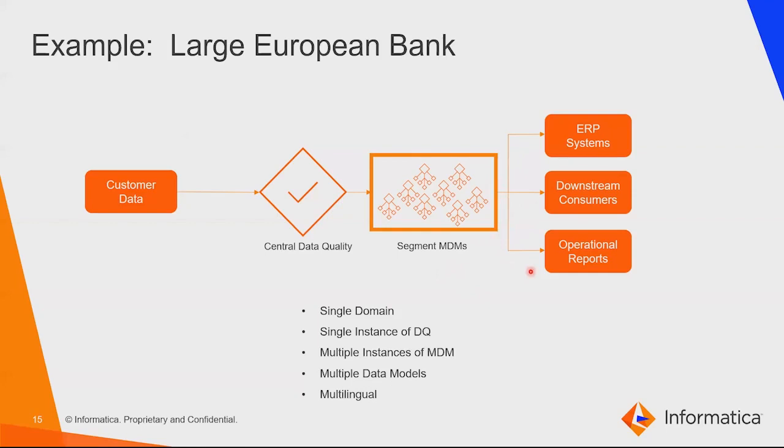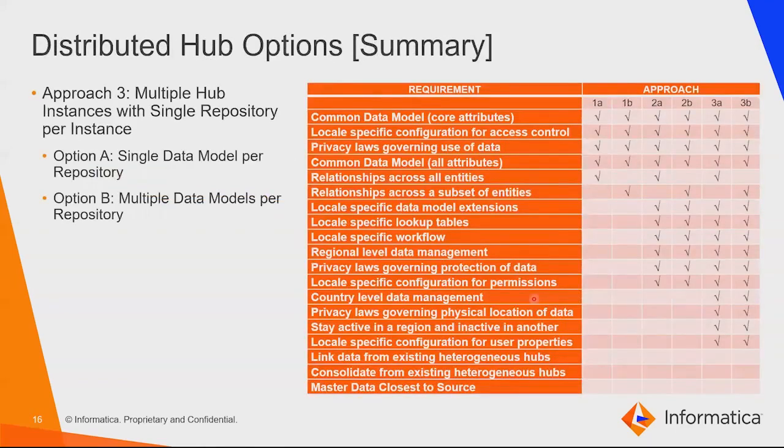So this is an example, but just to summarize these two options with respect to the use cases, requirements, and their approaches, let's go over again. And this time we are going to look at all the approaches right from the first option till now. So in this particular approach, we are having a single repository, but we can have multiple hub instances. And within this particular approach, there are two options, which is a single data model per repository, and the other option could be multiple data models per repository.